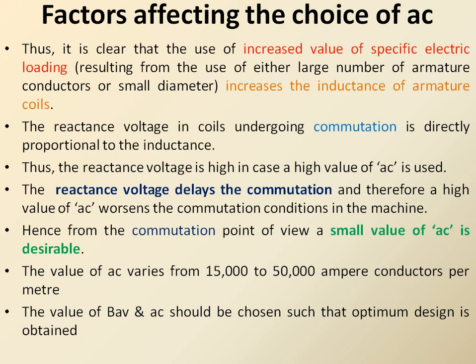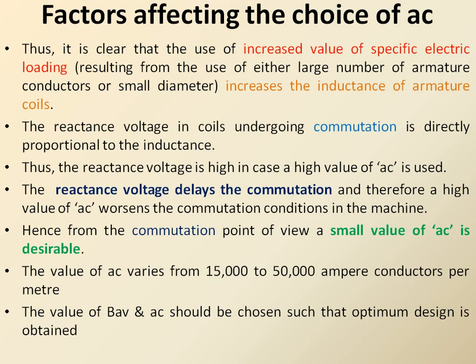According to Lenz's law, the direction of induced EMF is such as to oppose the cause that produces it. In the case of this induced EMF, the cause is actually the change of current when the conductor is moving from north pole to south pole. So this reactance voltage will oppose this change of current. That is, it won't permit the current to change from plus I to minus I according to the Lenz's law. So definitely the commutation won't occur properly. It will lead to the phenomena of delayed commutation, which will further worsen the commutation conditions in the machine.